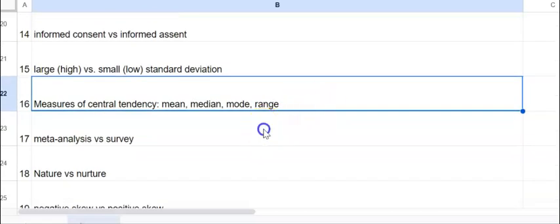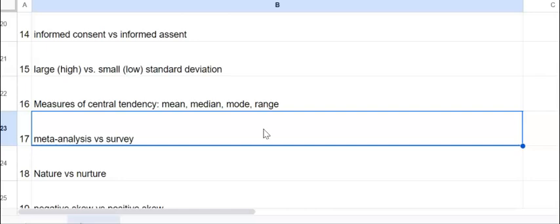A meta-analysis versus a survey. We'll do survey first. A survey, we know, is simply a questionnaire, but it's open to lots of different types of bias. A meta-analysis is a combination of lots of similar studies to find common patterns and just really verify data.